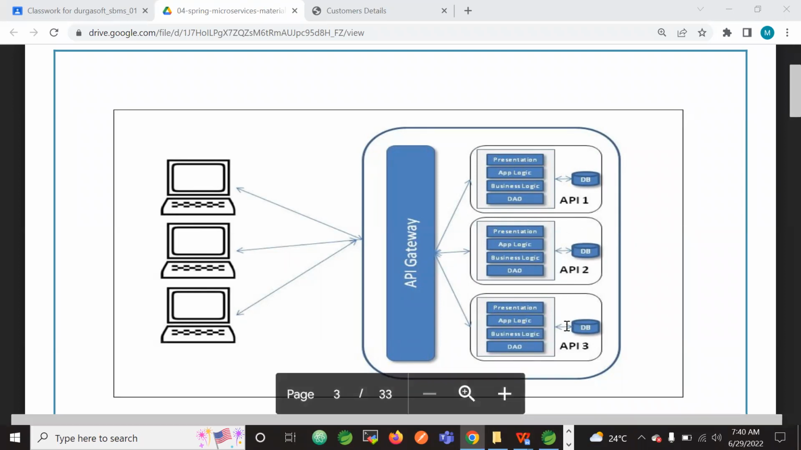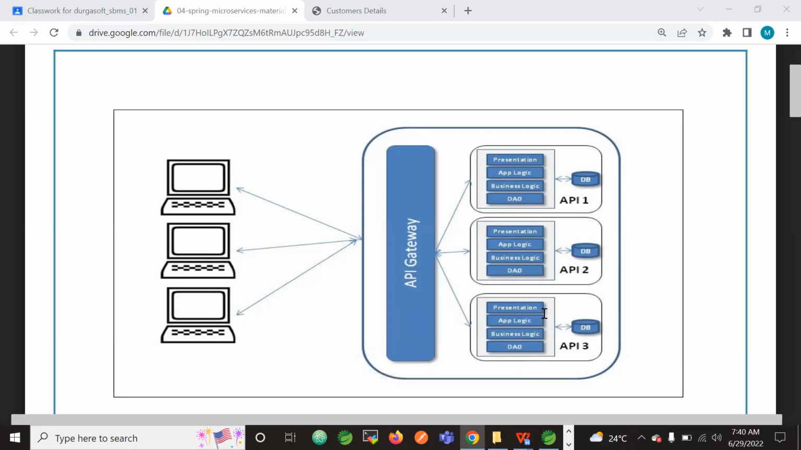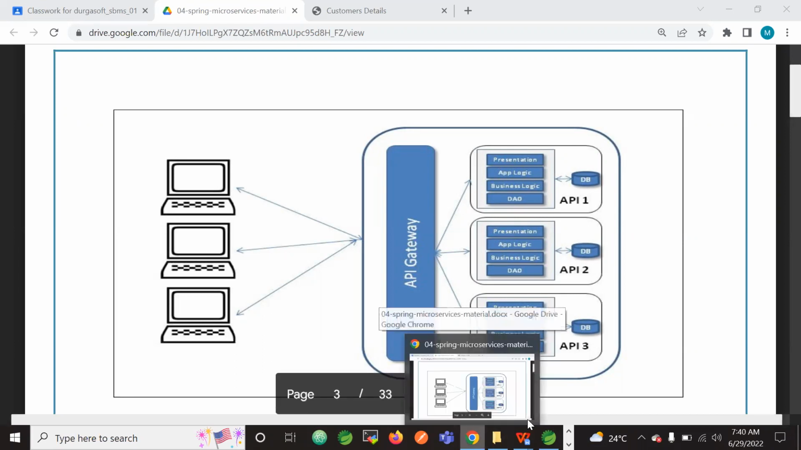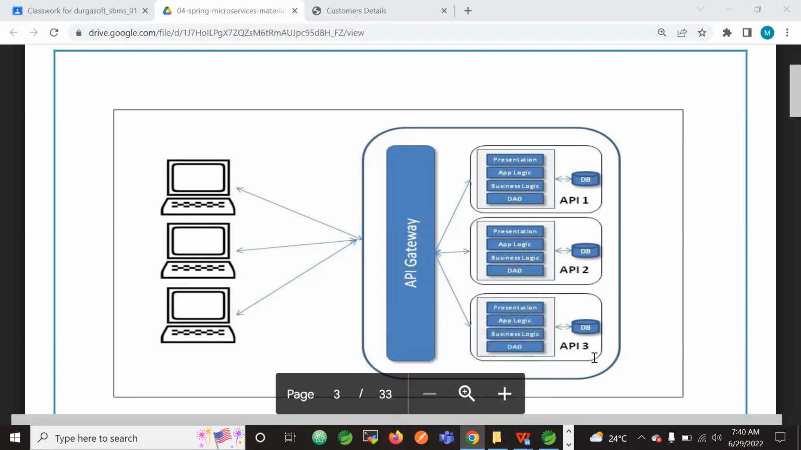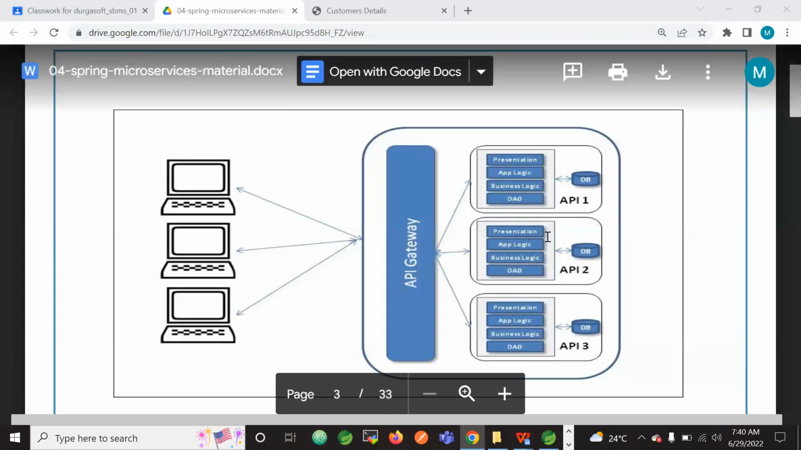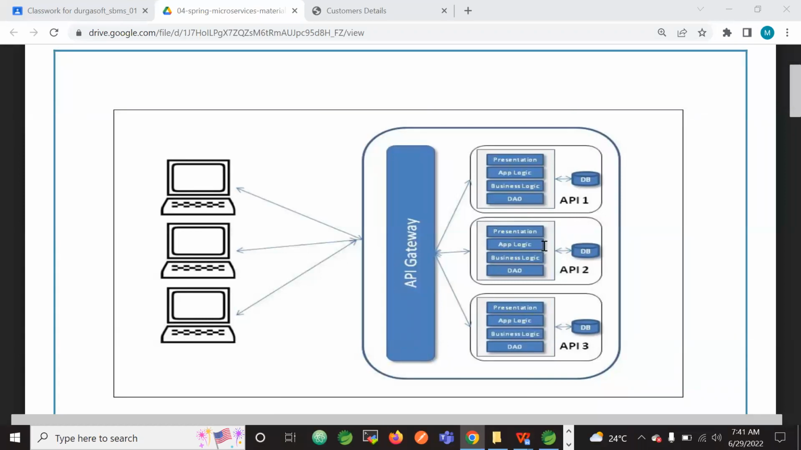For example, if orders goes down, no problem. Products will still be shown, but the product purchasing orders might not be shown at this moment. If category is down, no problem. Products will still be displayed to the customer, but which category the product belongs to might be blank, not shown, but the application will still run.